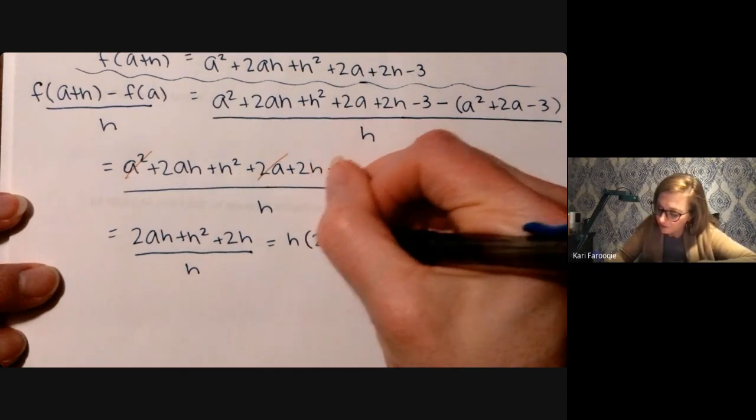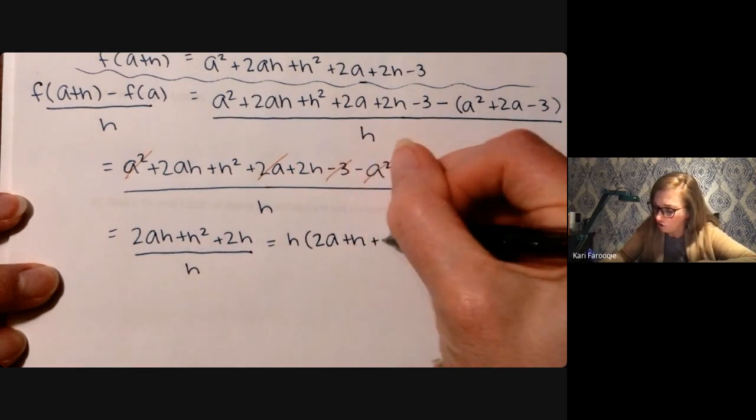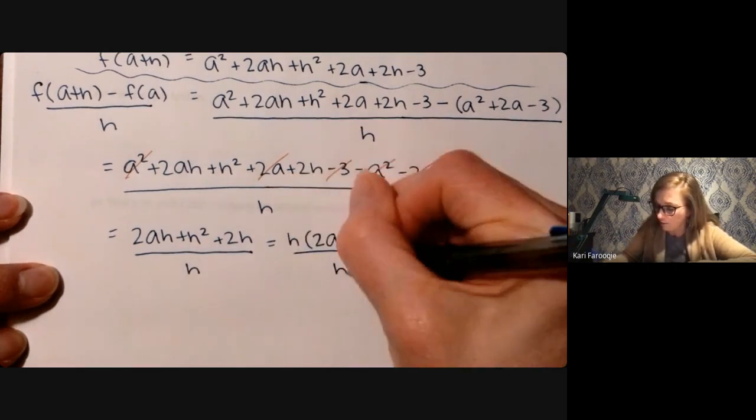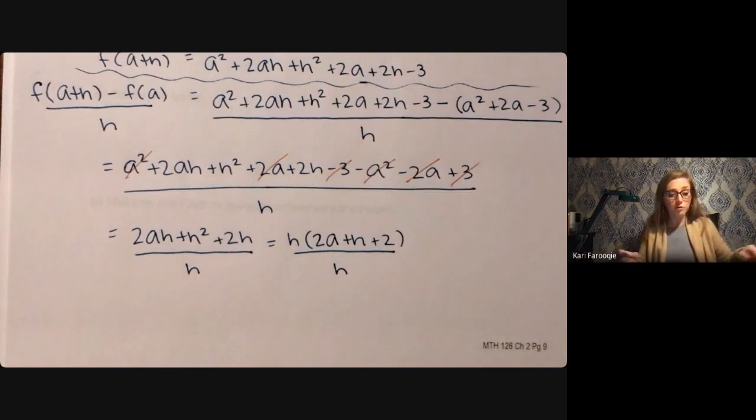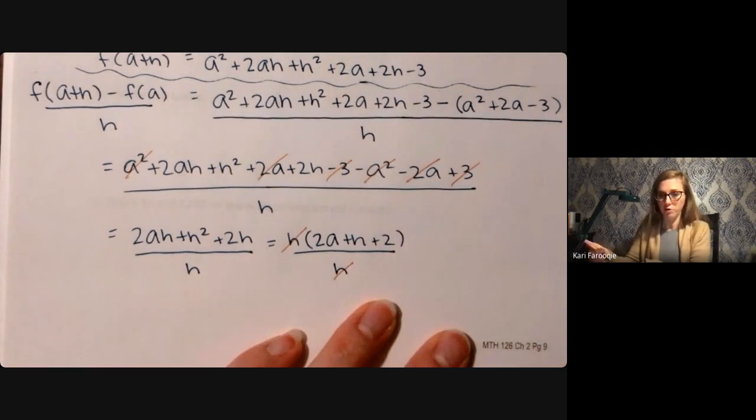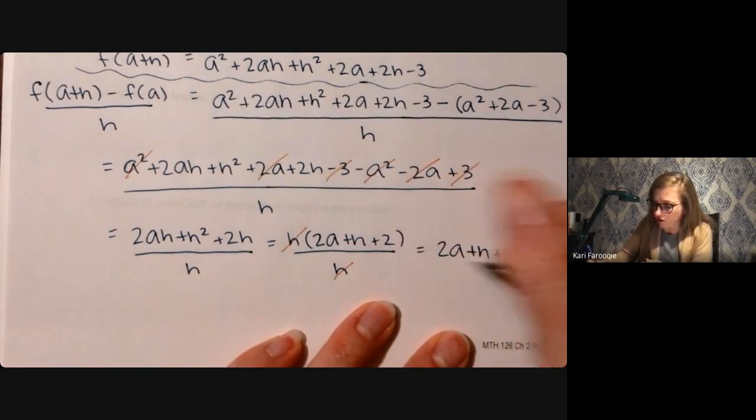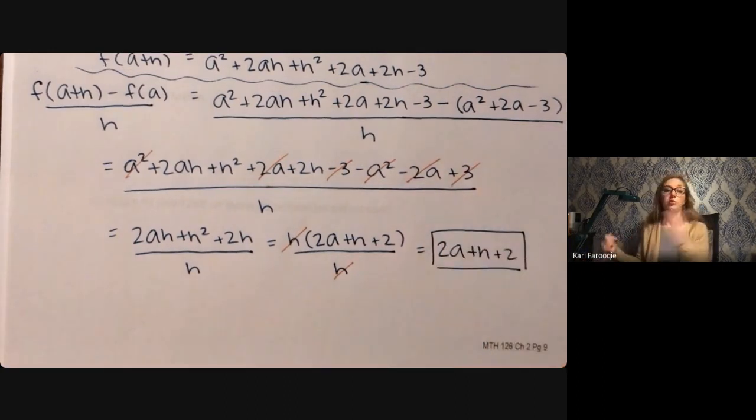All right. So I'm going to factor out the h, and that leaves me with 2a plus h plus 2. And once you factor it out, then you'll know that you can cancel that common factor. So now we can say that those h's are just common factors. h over h simplifies to 1. Therefore, our difference quotient can be simplified to 2a plus h plus 2.